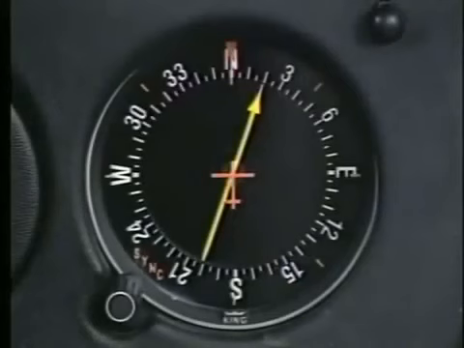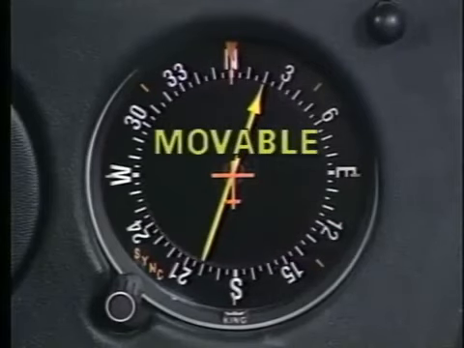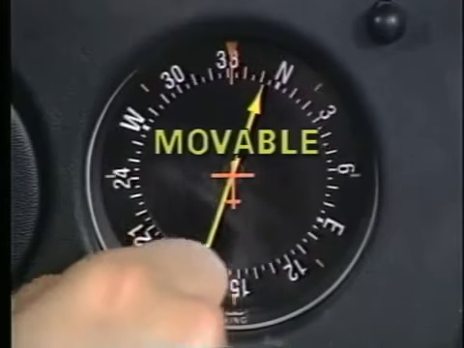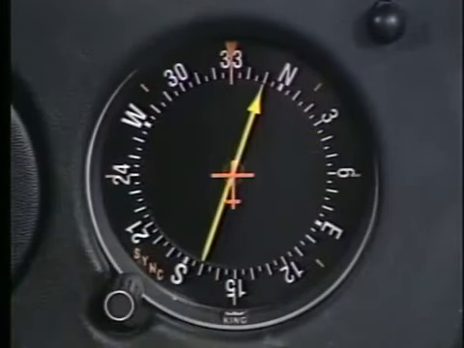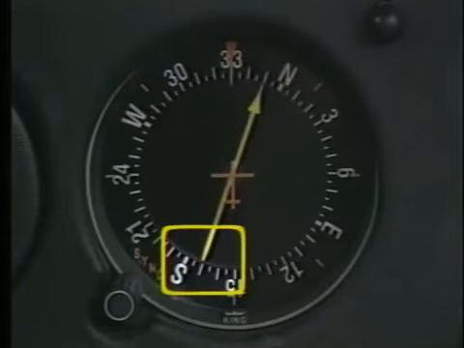Until now, we have taken a look only at the fixed card ADF indicator. The only difference between a movable and a fixed card is that you can manually rotate the movable card. This allows you to place your magnetic heading under the index at the top of the indicator. In this situation, the ADF needle automatically provides you with the magnetic bearing to the station. The tail of the needle provides the magnetic bearing from the station.